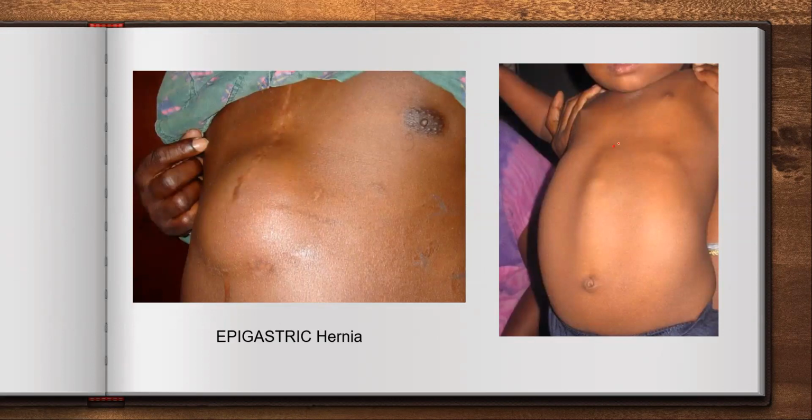If you look at here, this is the sternum, xiphisternum. This is the umbilicus. In between, you have got this mass. That's epigastric hernia. You can look at here. This is more commonly found. That's in between your umbilicus and xiphisternum. That's epigastric hernia as well.